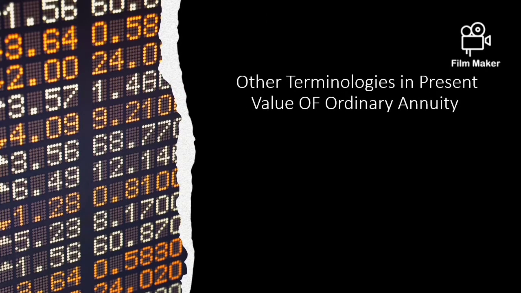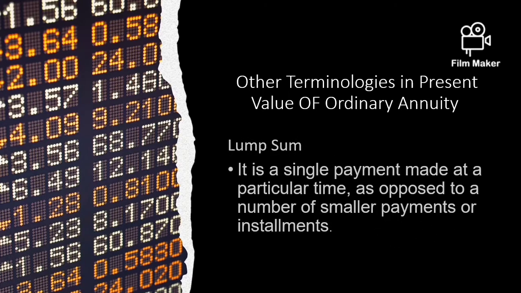Other terminologies in present value of ordinary annuity. Lump sum. It is a single payment made at a particular time, as opposed to a number of smaller payments or installments.